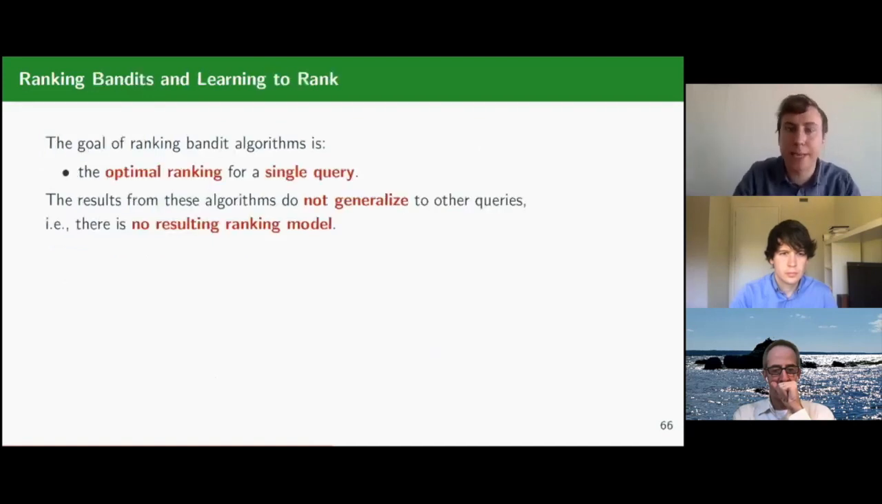The goal of these Bandit algorithms is really, to sum it up, to find an optimal ranking for a single given query. And as a result, these algorithms do not generalize to other queries. That is to say, there is no resulting ranking model that we get out of them that we can apply to new unseen queries. It's really a specific ranking for a specific given query in a given fixed collection of documents.